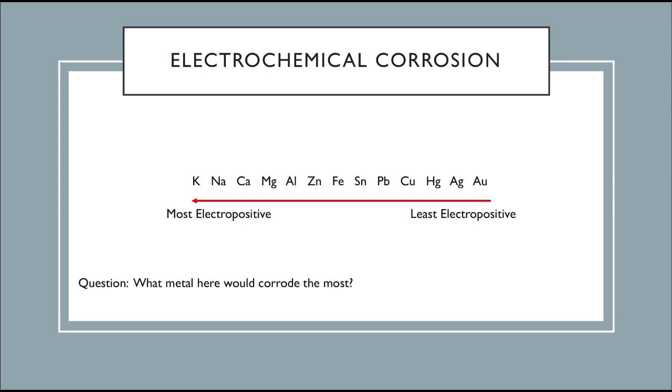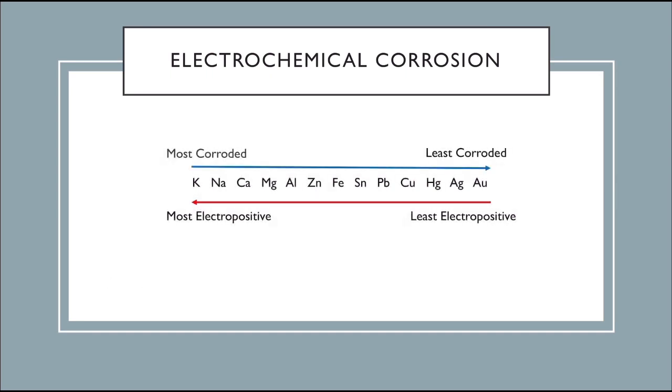But what metal is most likely to corrode? Pause the video and think about it. If you guessed potassium, you would be correct. The reasoning is when two different electropositive metals come into contact with an electrolyte, the more electropositive metal will become corroded, and the less electropositive one is protected against corrosion, as you can see from the diagram provided.